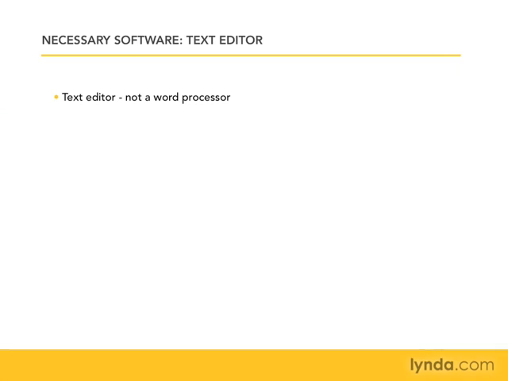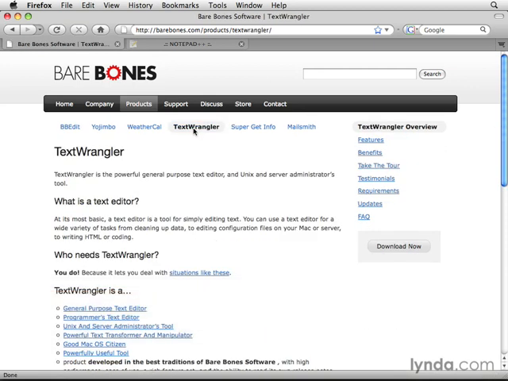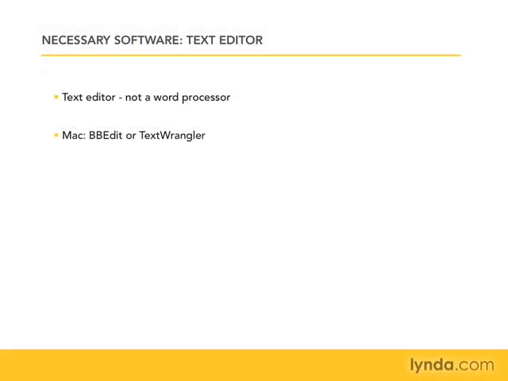So you'll need to have a plain text editor, and I have a couple of recommendations here for you. On the Mac, I use BBEdit, and I recommend it highly. I do a lot of text editing on my Mac, and I find BBEdit to be a very powerful, flexible, and easy-to-use tool. TextWrangler is also by the Bare Bones company who makes BBEdit. It's a smaller, free version of BBEdit, and that'll work just fine for our purposes here in this course.